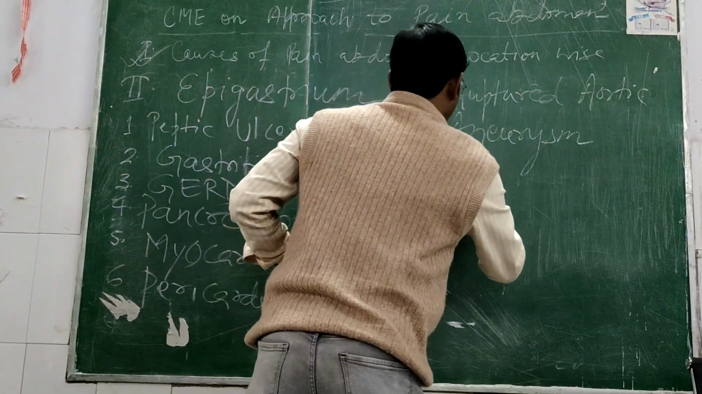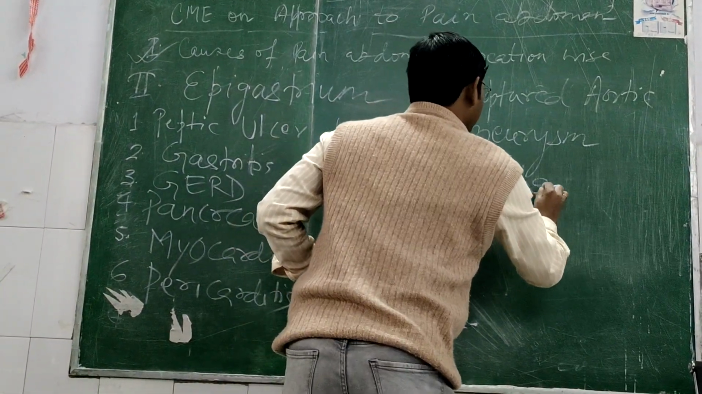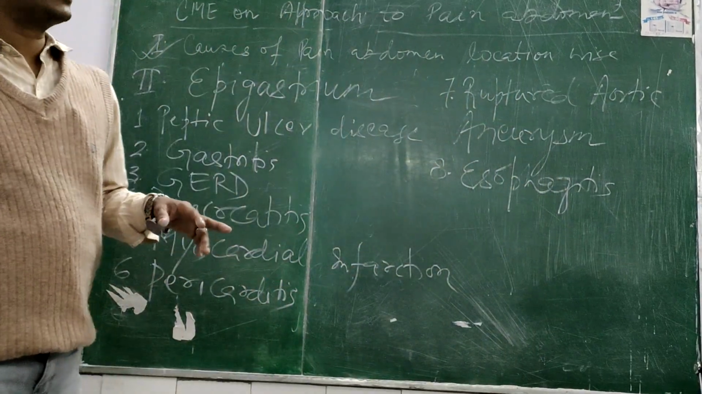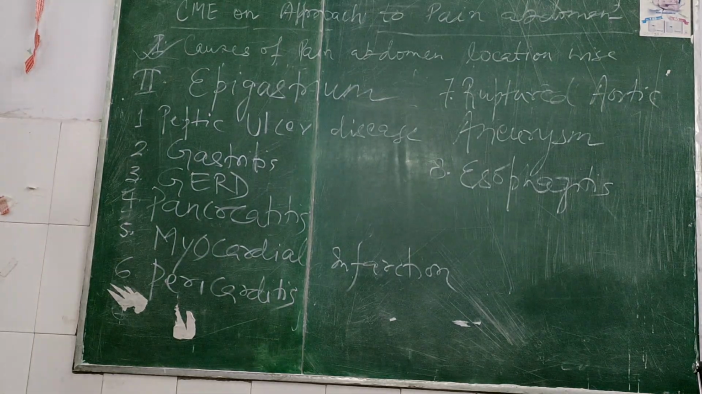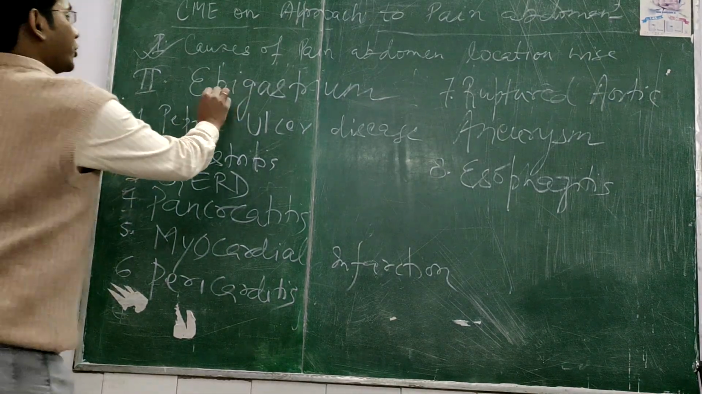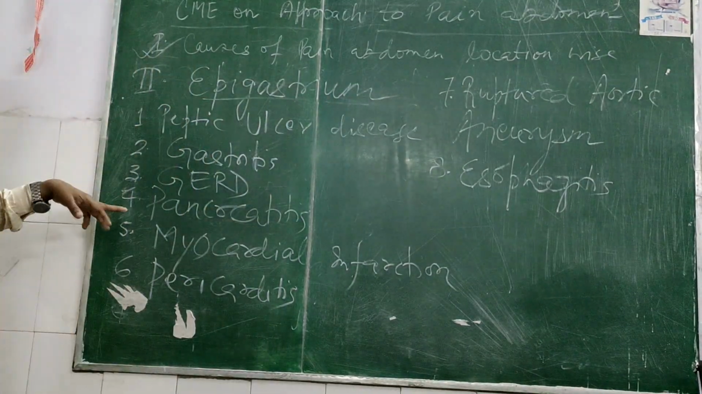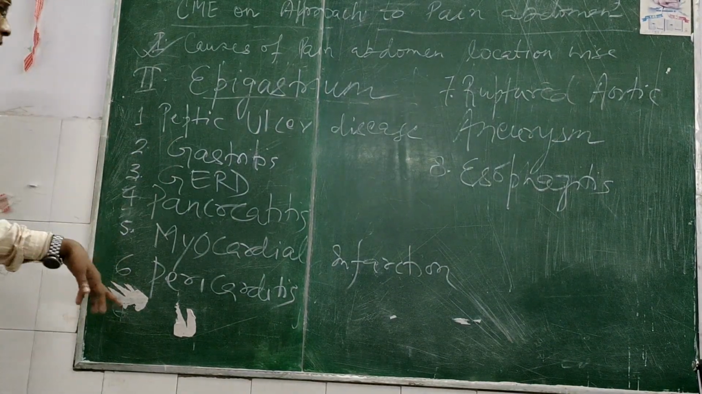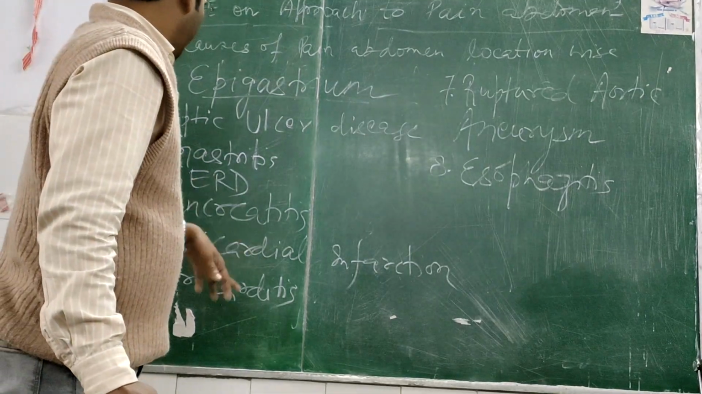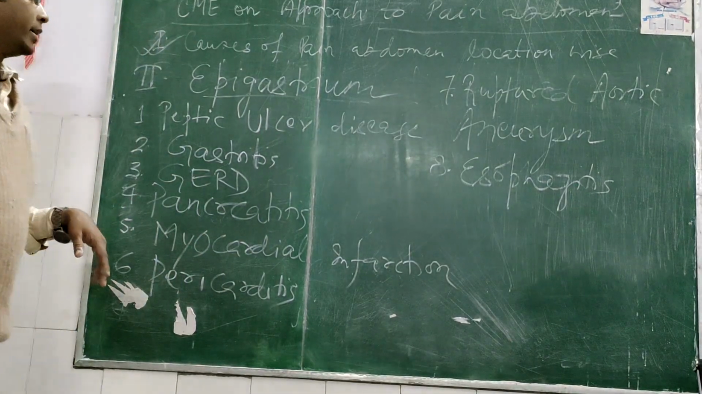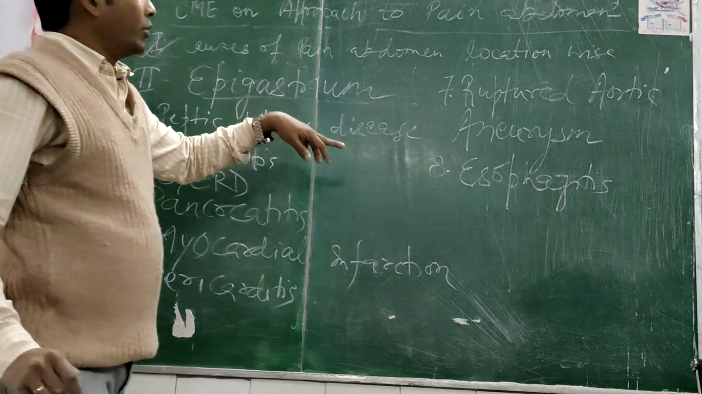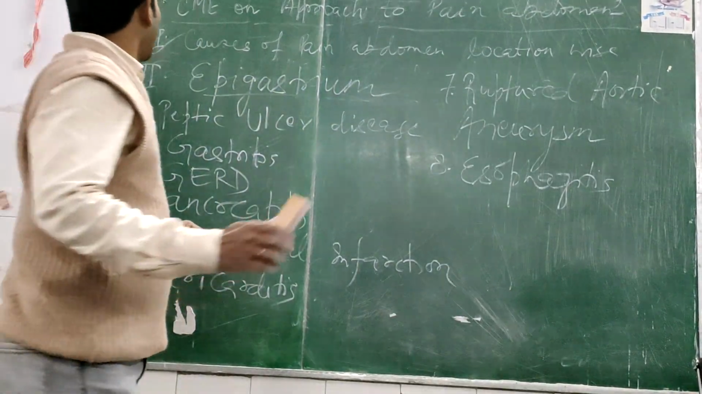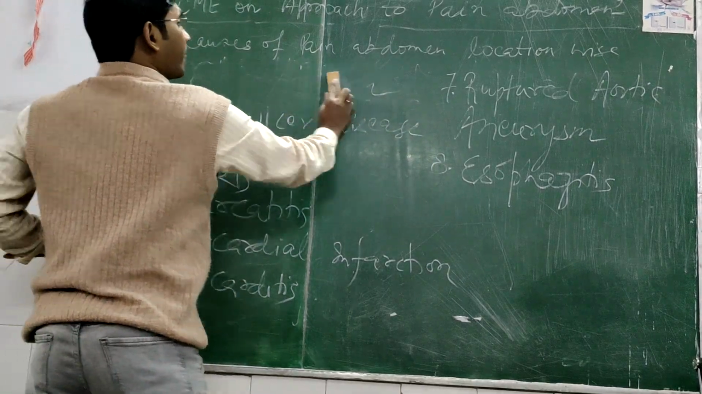And this is esophagitis, inflammation of the esophagus. So these are the important causes of pain abdomen in the epigastrium: peptic ulcer disease, gastritis, gastroesophageal reflux disease, pancreatitis, myocardial infarction, pericarditis, ruptured aortic aneurysm, and esophagitis.